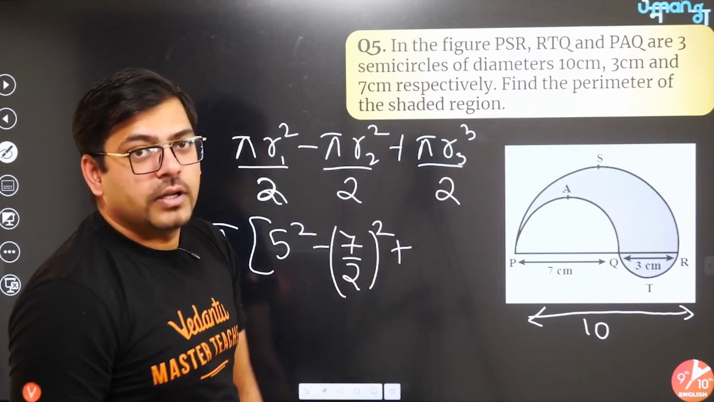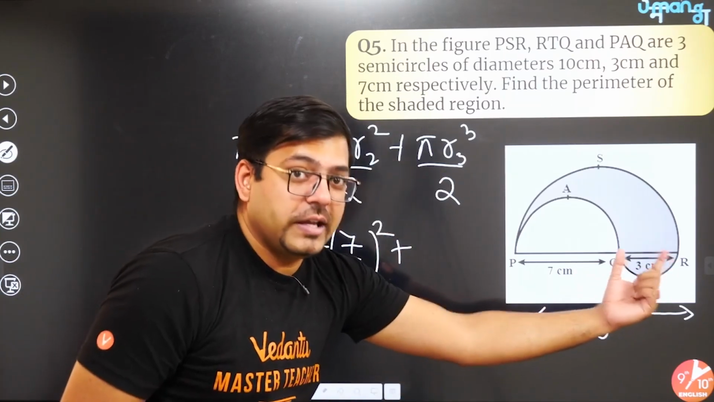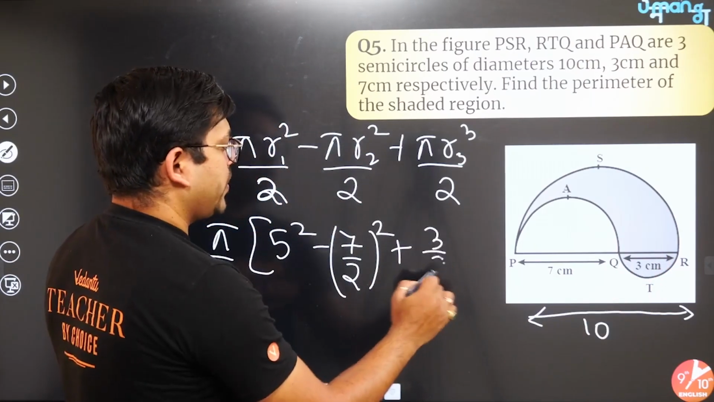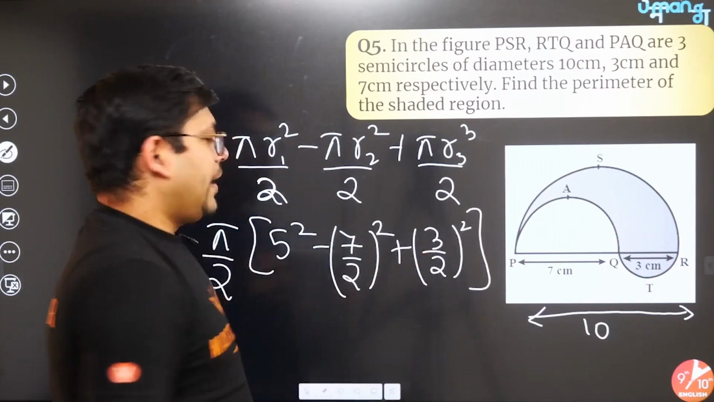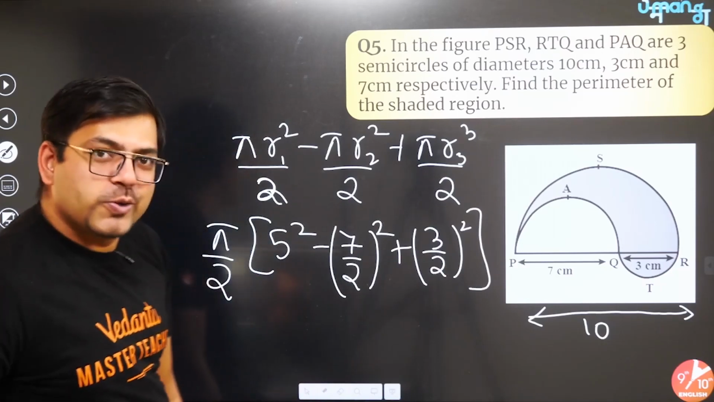And plus R3. R3 is what? This one, 3 by 2. So this will be 3 by 2 whole square. Now you have to actually calculate it. There is no other way out. So you'll have to calculate.